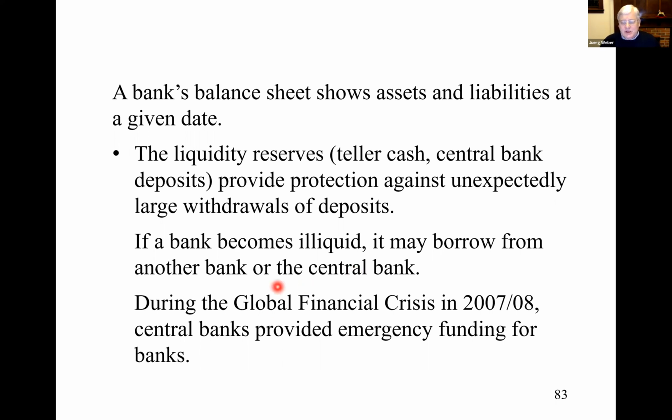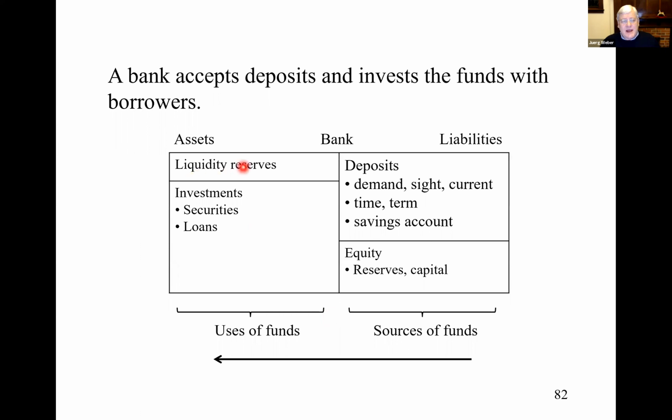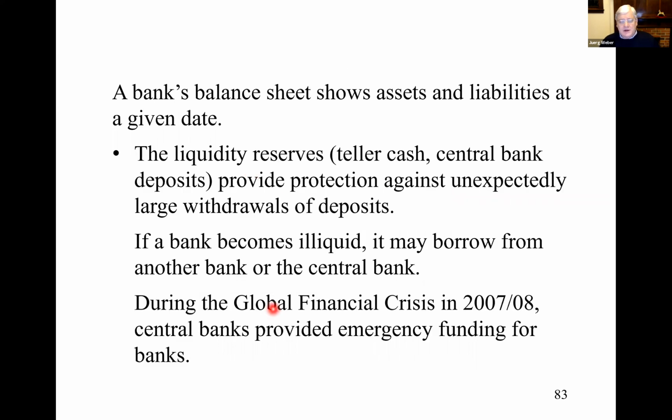Now, during the financial crisis in 2007, 2008, the banks really went to the reserve bank and borrowed some money from the reserve bank. So the banks were running out of liquid cash holdings. People withdrew a lot of money from the banks. They had this outflow of money, and so the banks ran out of cash. And so they had to go to the reserve banks, which provided emergency funding for the banks. So that's a very important role for the central banks.